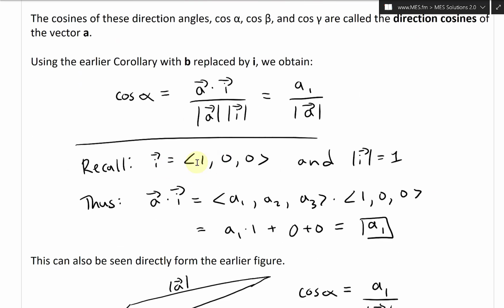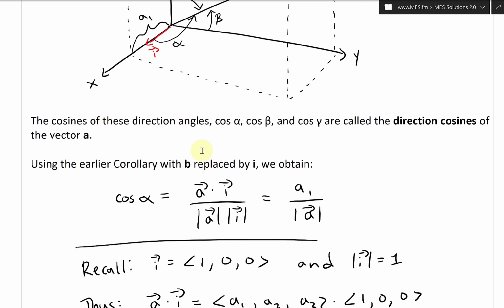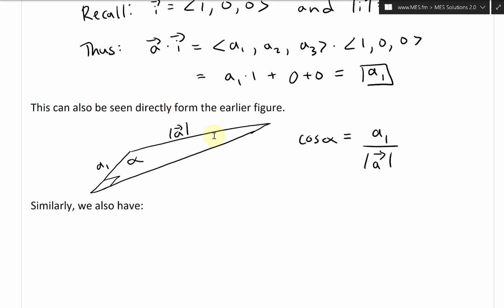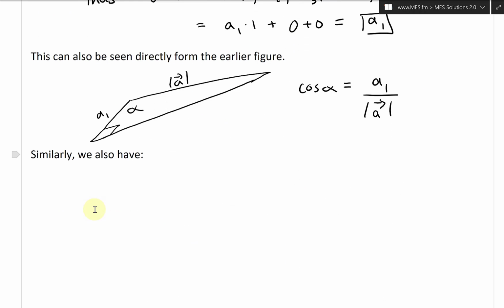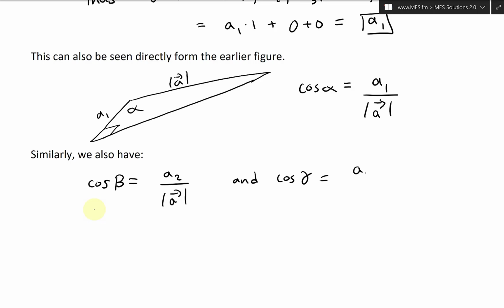Because remember, I is going to be 1, 0, 0, J is going to be 0, 1, 0, K is going to be 0, 0, 1, and you're basically just using a different angle, but it's exactly the same setup. So similarly, for the y component, cosine beta is equal to a2 over the length of the a vector, and cosine gamma is going to equal the a3 component, because everything else cancels when you're multiplying by the k vector. So a3 over the length of the vector, like that.